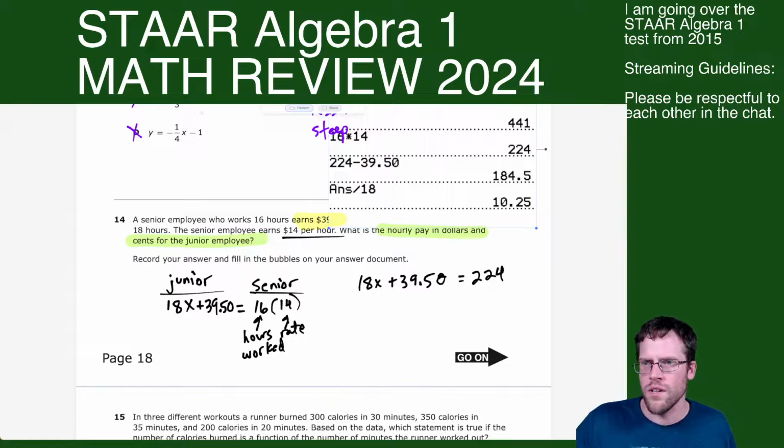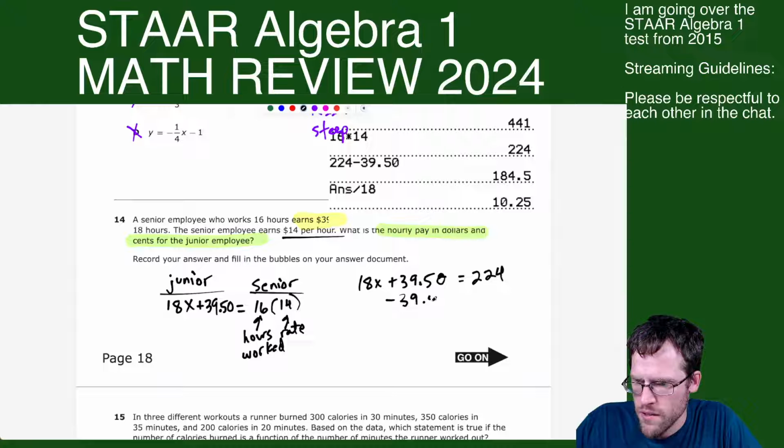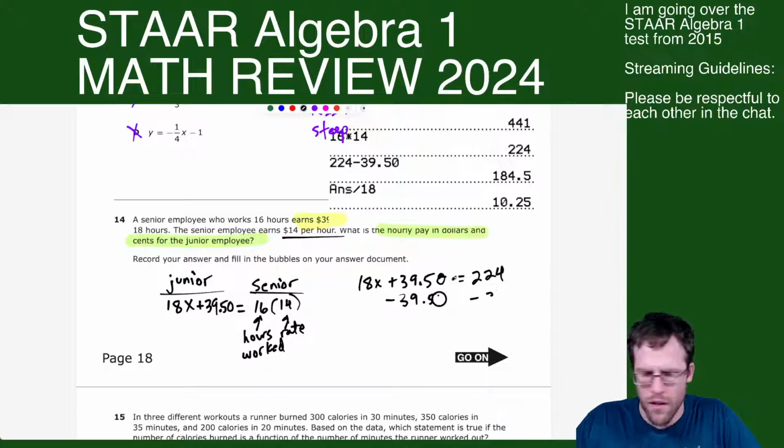Okay. So here, now we work this out. I go minus 39.50 on both sides. And I don't know what just happened there. Minus 39.50.